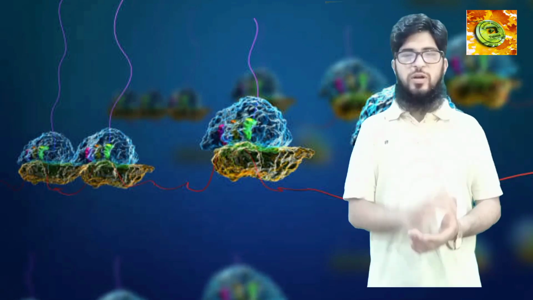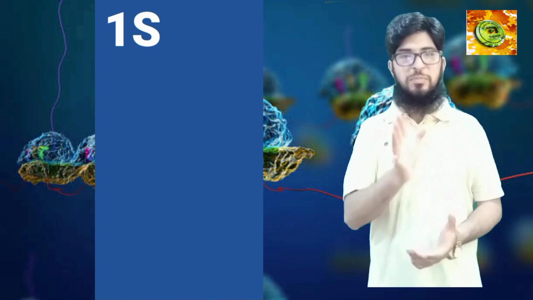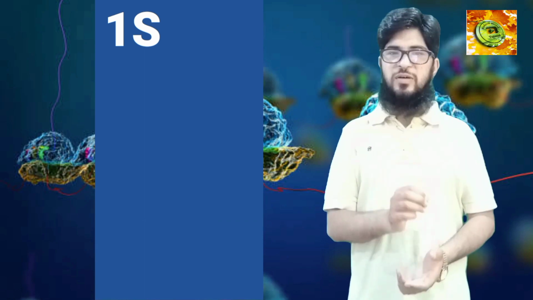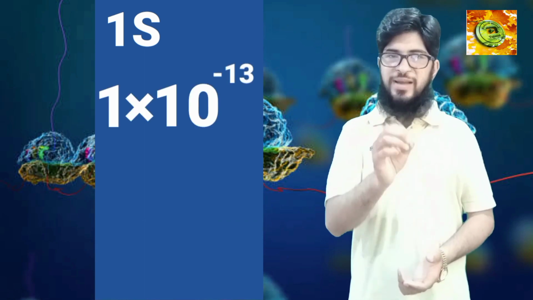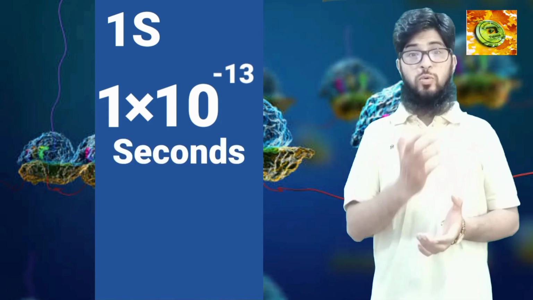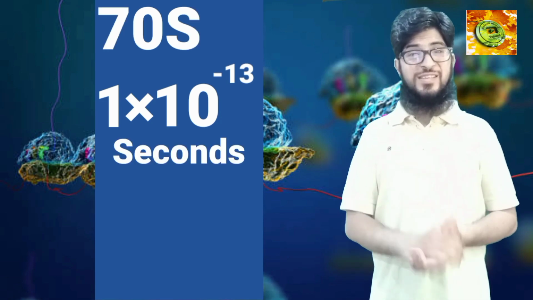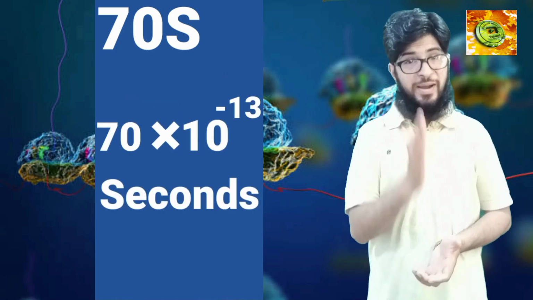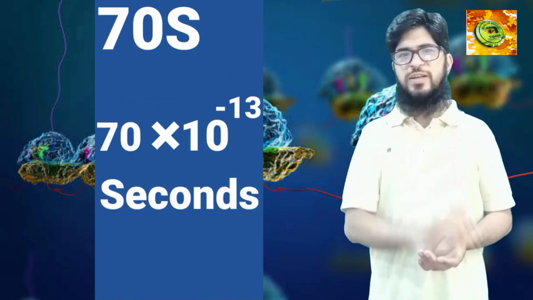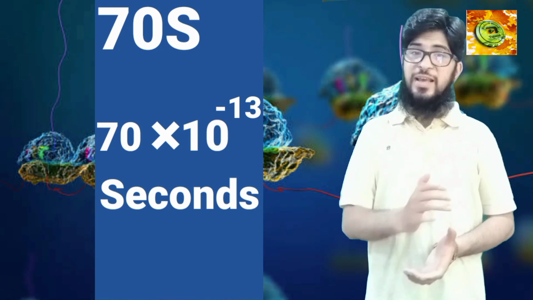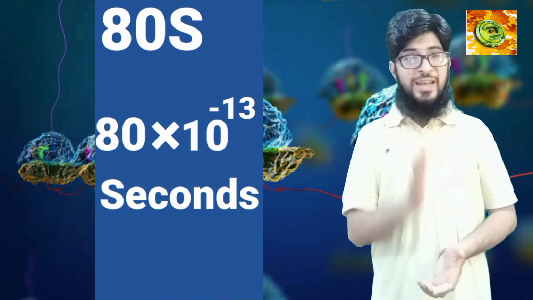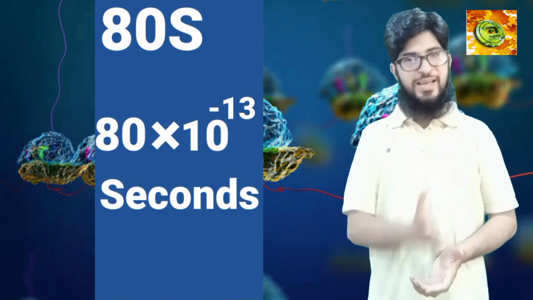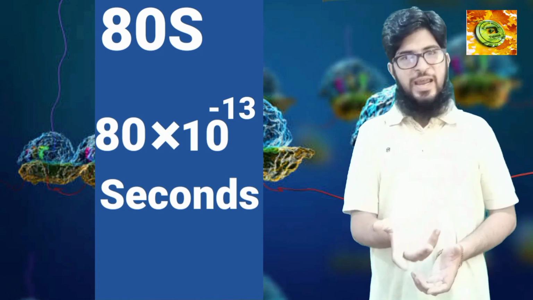Now, when any organelle is labeled as 1S, it means it sediments at the speed of 1 into 10 raised to the power minus 13 seconds. That means a 70S ribosome sediments at the speed of 70 into 10 raised to the power minus 13 seconds. That's why it's called 70S. And 80S sediments at the speed of 80 into 10 raised to the power minus 13 seconds. That's why it's called the 80S ribosome. Okay, now we can move ahead with the structure of the ribosome.